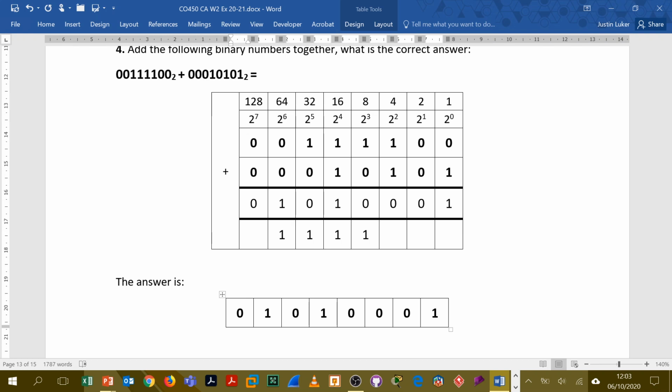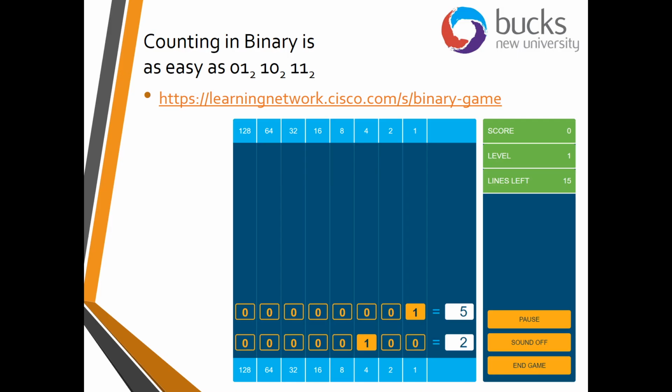Okay, so I think that's enough examples just to give you the heads up on how to do the addition process. So finally, I've just got a link here, the last slide of my presentation, which is about counting using binary. There's a little game that you can play online, at learning network cisco.com, the binary game. It's just a fun game about trying to make the decimal number by selecting the appropriate bits within an 8-bit binary window.